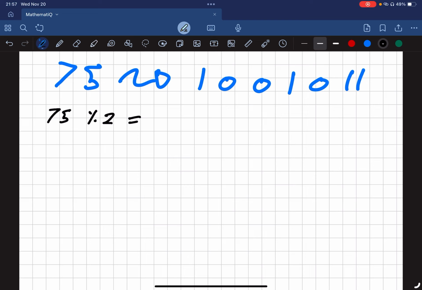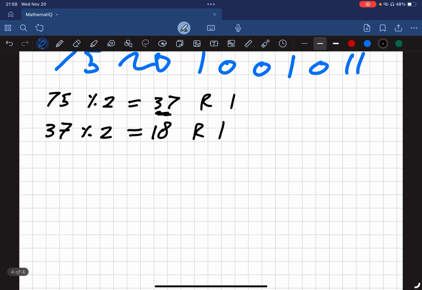Okay. So 75 divided by 2, you're going to get 37 with a remainder of 1. Okay? And then we divide again. 37, we take this number right here and put it down here. And then we divide this again by 2. And we go on again. So 37 divided by 2, you're going to get 18 with a remainder of 1. Because 18 times 2 is 36, and then your remainder of 1.